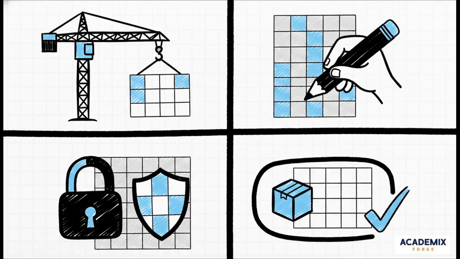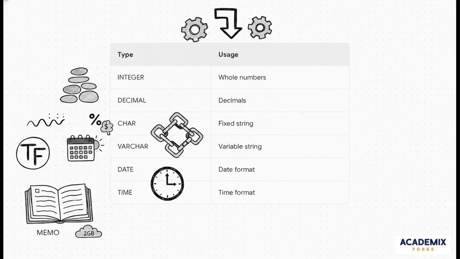SQL statements are basically broken down into four main categories. We use DDL to define data structures, DML to manipulate the actual data, DCL for data control, and TCL to handle transactions.